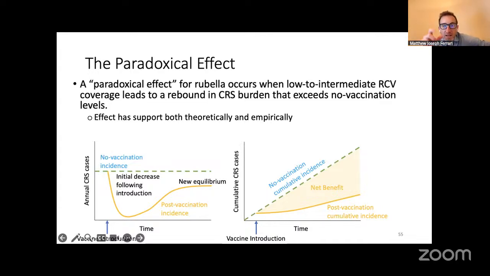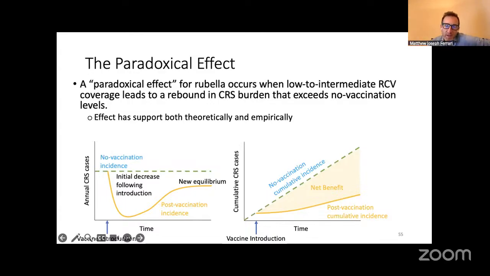We then expect this post-introduction rebound in CRS incidence after a period that's referred to as the honeymoon period, and that stabilizes at a new equilibrium annual incidence. And the demographic rates.